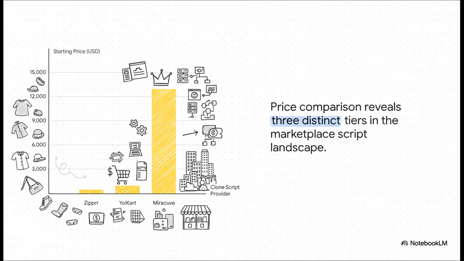Whoa. Nothing tells a story quite like a price chart, does it? Just look at the gaps here. At the low end, Zipper gets you in the game for under $500. The mid-range, like Yokart, is about $1,000. And then you have this just colossal leap up to the enterprise level, where Miracle starts at nearly $13,000. It's pretty clear we're talking about 3 completely different worlds here.